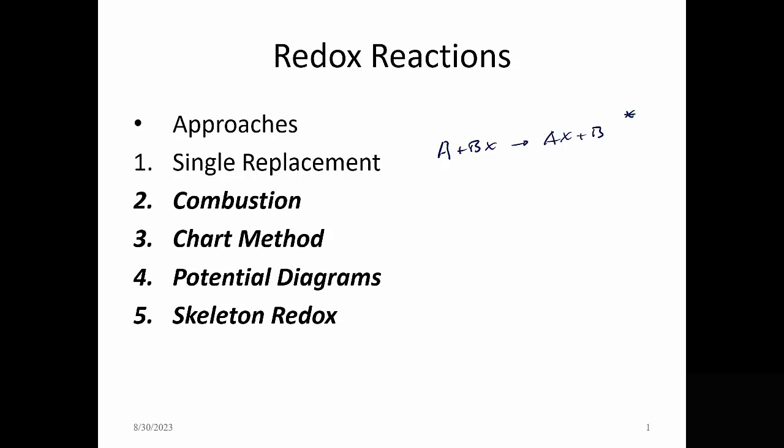There are places where you have to be careful with single replacement reactions. Single replacement, the advantage is it's easy. The disadvantage is that you could get the wrong answer. And therefore, you have to know where single replacement applies. It's like the ideal gas law. The advantage of the ideal gas law is it's easy. The disadvantage is you could get the wrong answer if you don't know where the ideal gas law is applicable and where it's not applicable.